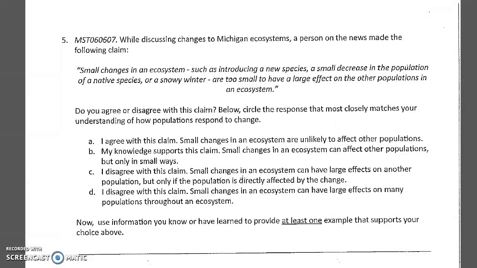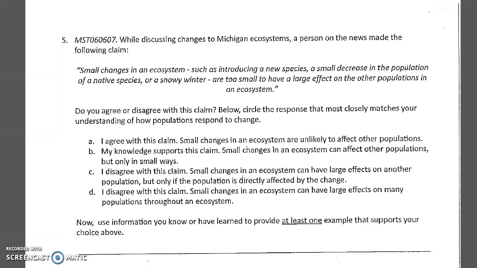Number 5. While discussing changes to Michigan's ecosystem, a person on the news made the following claim. Small changes in an ecosystem, such as introducing a new species, a small decrease in the population of a native species, or a snowy winter, are too small to have a large effect on the other populations in an ecosystem. Do you agree or disagree with this claim? Below, circle the response that most closely matches your understanding of how populations respond to change.